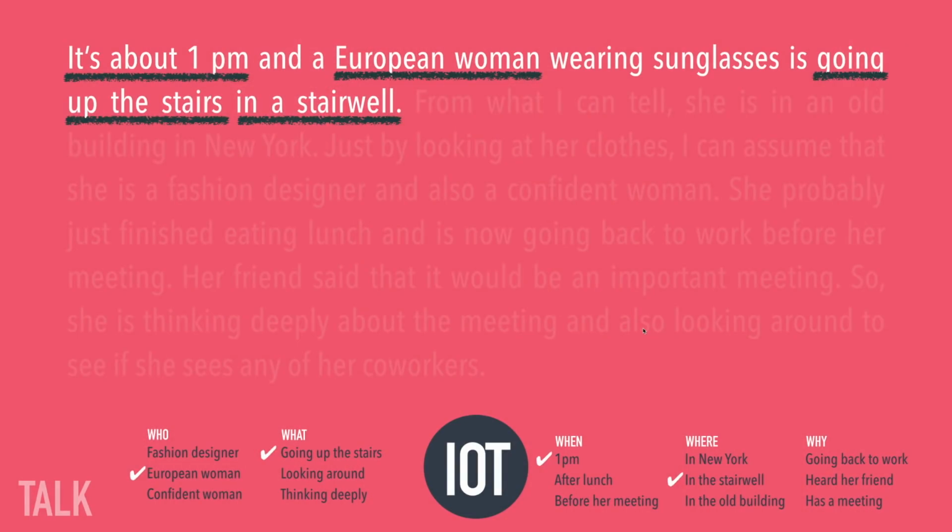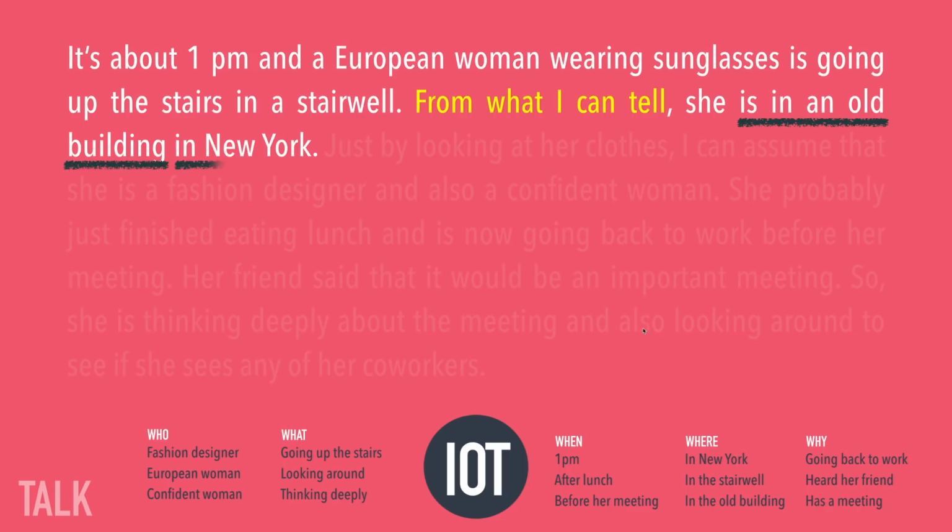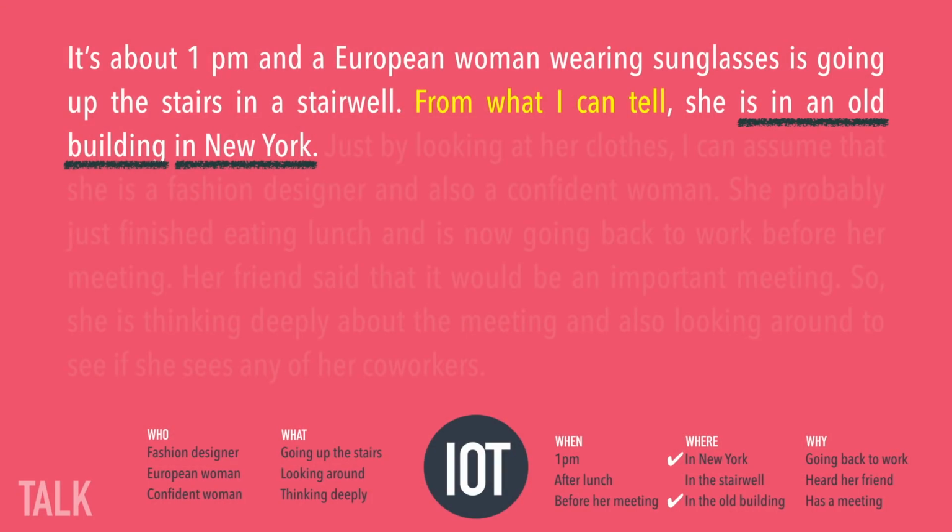Here we go. Here's the next sentence. From what I can tell, she is in an old building in New York. Now for this one, we see 2 pieces of information that answer the where. I said in New York, and I also said an old building. But there's something unique about this sentence. Look once again. You see the yellow part? From what I can tell.